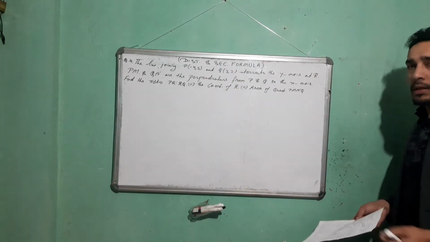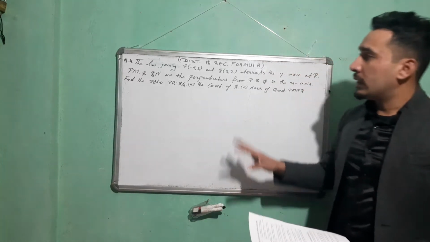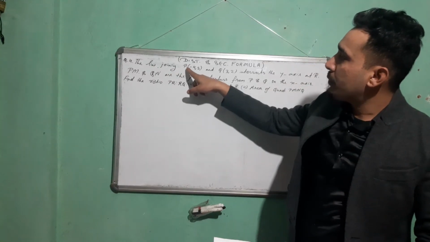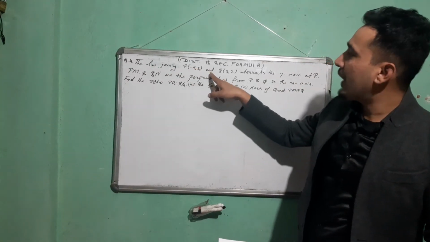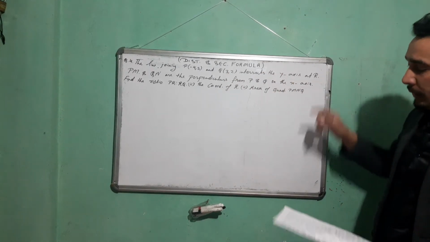In yesterday's class, or in the previous class, I had taught you till question number 3. Now let's see question number 4. The question says that the line joining P(-4, 5) and Q(3, 2) intersects the y-axis at R.